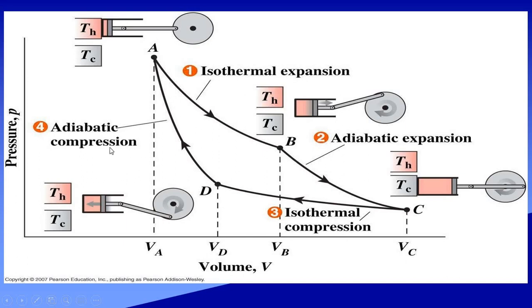So D to A, adiabatic compression. So the entropy remains constant during this D to A. So A to B is isothermal expansion and B to C is adiabatic expansion, and then C to D is isothermal compression and D to A is adiabatic compression. So these are the four processes which are involved in this Carnot cycle.